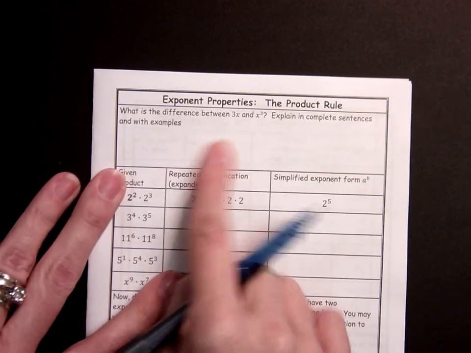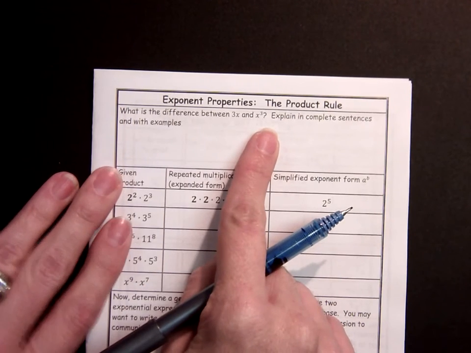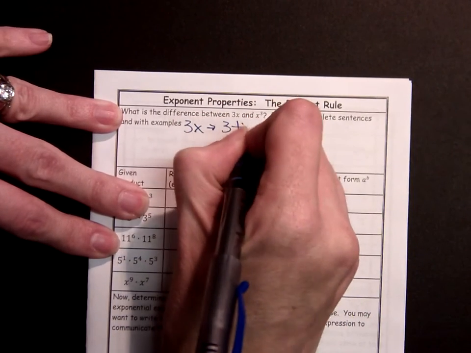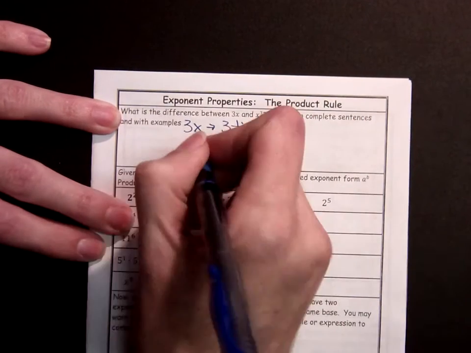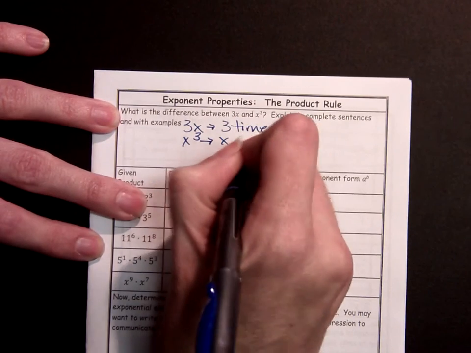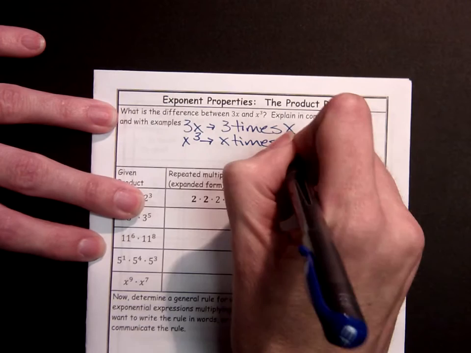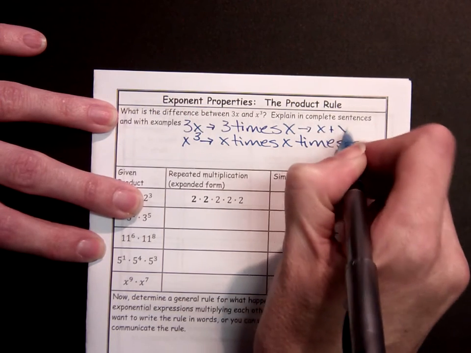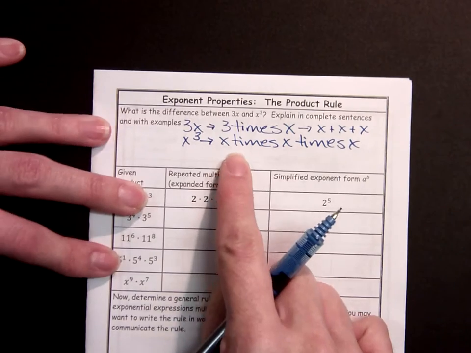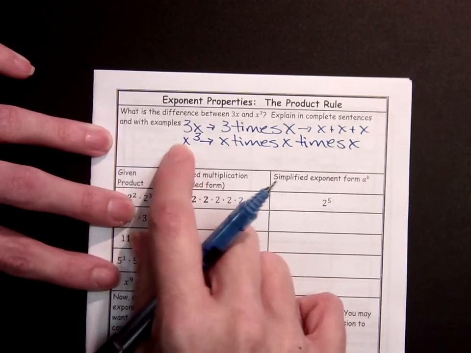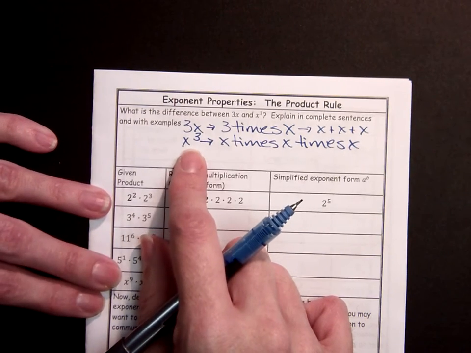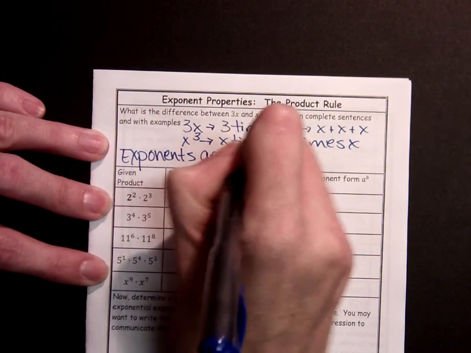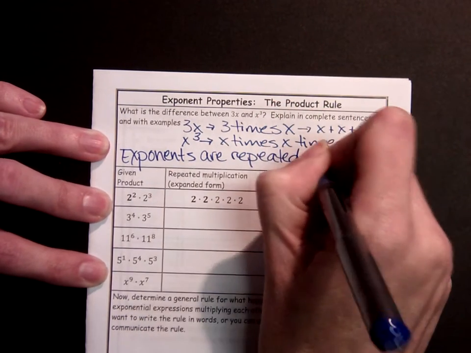And the first thing it asks is, what's the difference between 3x and x to the third power? Well, the important thing to remember here is that 3x is 3 times x, but x cubed is x times x times x. Another way to write the top one is x plus x plus x, whereas this is x times x times x. Exponents are repeated multiplication.